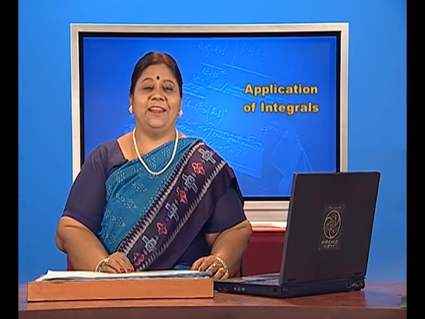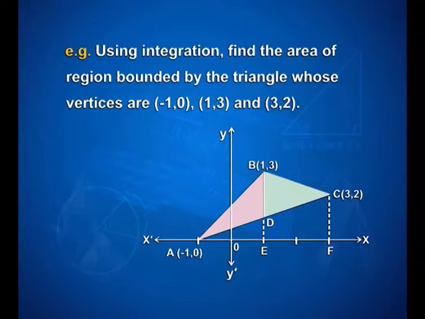Hello students, in the previous session we learned how to calculate the area between the two curves with the help of some examples. In this session too, we will master the same concept with the help of few challenging questions. Here first question is, using integration find the area of the region bounded by the triangle whose vertices are -1, 0, 1, 3 and 3, 2.